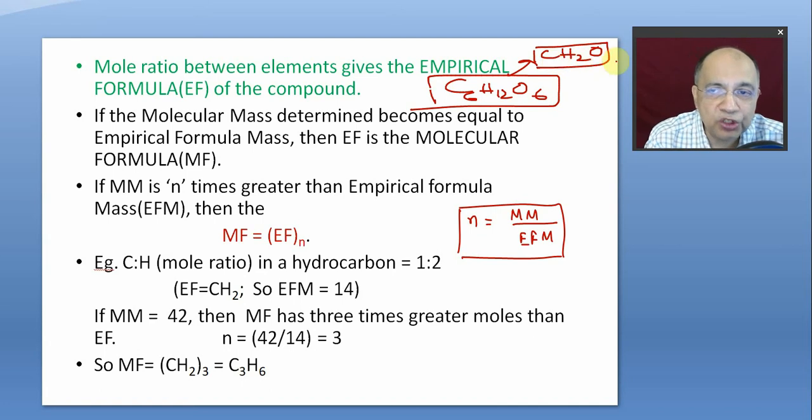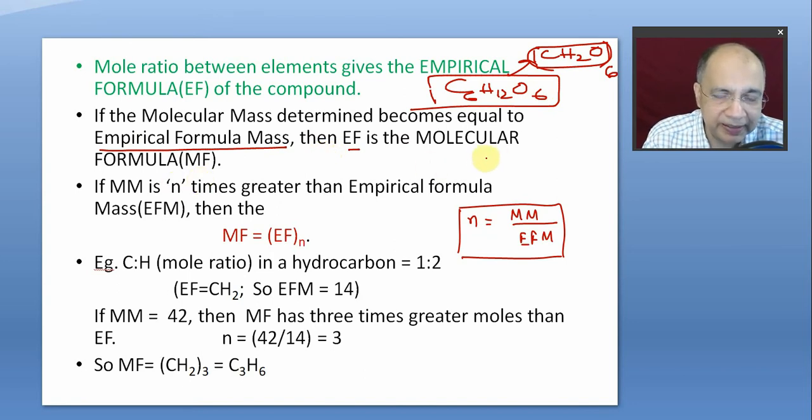So the mole ratio between the elements gives the empirical formula, and just by multiplying a whole number factor n to the empirical formula, here it is 6, we get the molecular formula. So if the molecular mass is determined by some experiment, and that fortunately becomes equal to its empirical formula mass, then empirical formula is same as molecular formula.